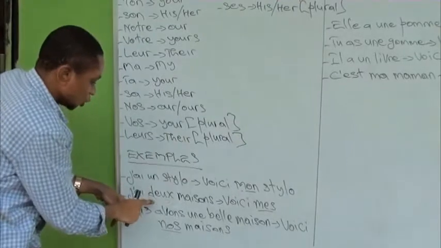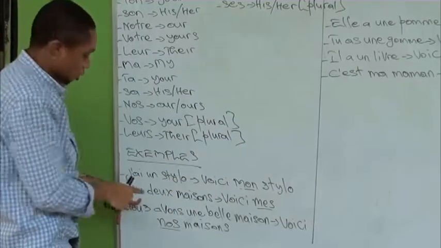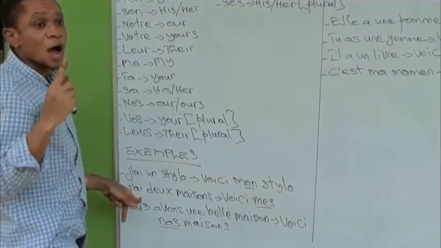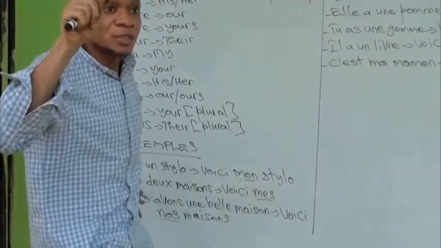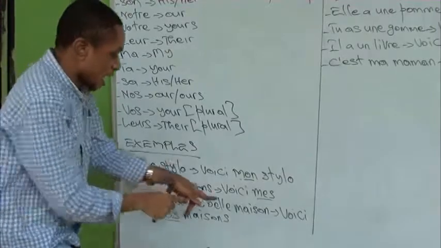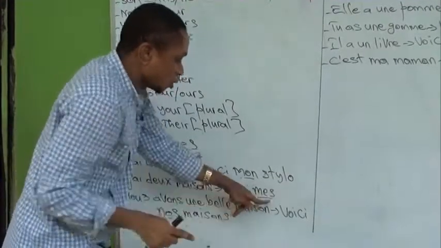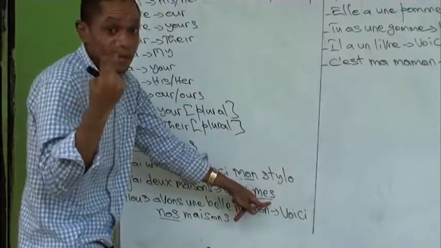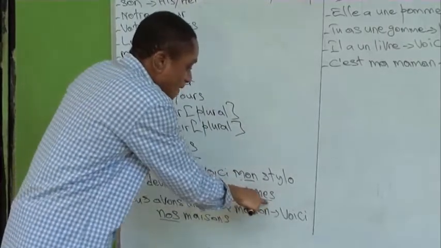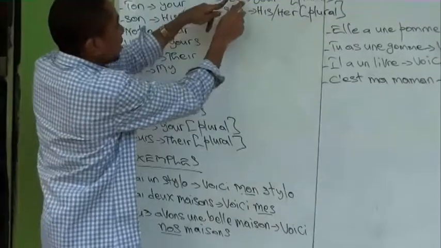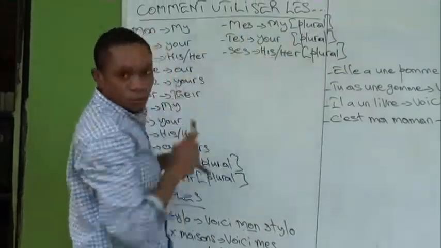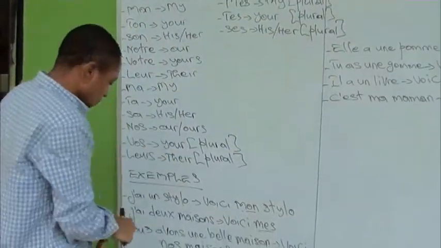Secondly, j'ai des maisons. I have two houses. Because those houses belong to me, I will say voici mes maisons because there are two. I'm using plural. Voici mes maisons. Okay? I'm using mes here. My in plural. Okay? Allons-y.